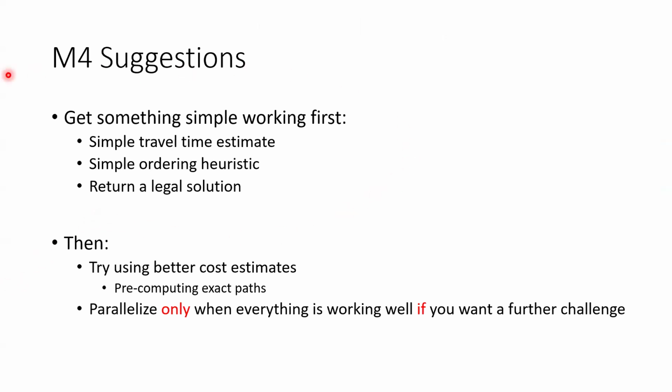Same thing as all of the suggestions we would give for all of the milestones. Get something simple working first. We want something simple to work for the travel time estimate, a simple ordering heuristic like greedy. Return a legal solution first. And then you can try to improve using better algorithms. And then parallelize only when everything is working well, and only if you want a further challenge. And it's a very short update, hopefully, for you.